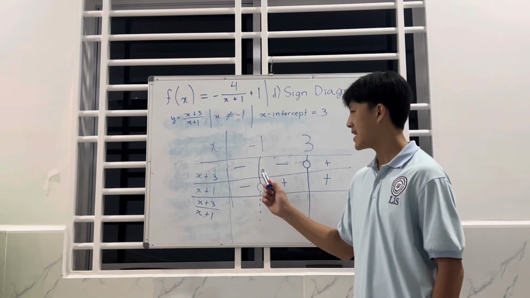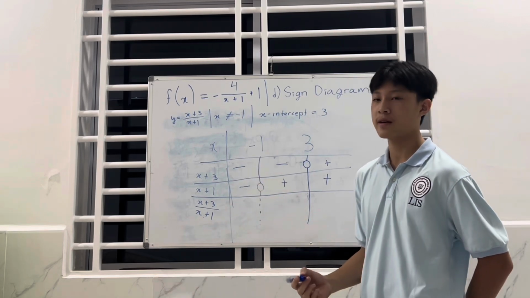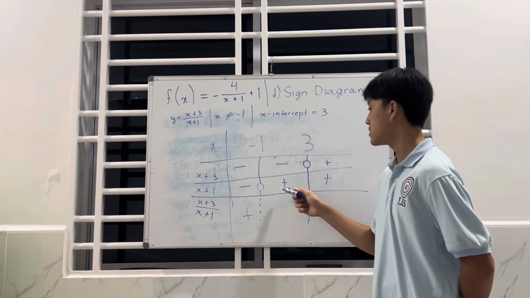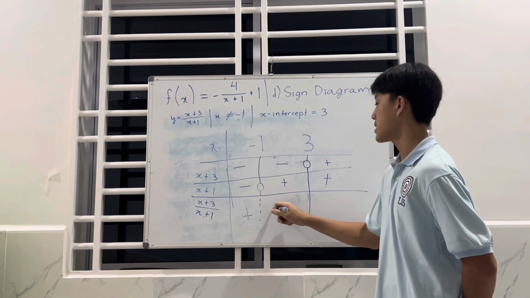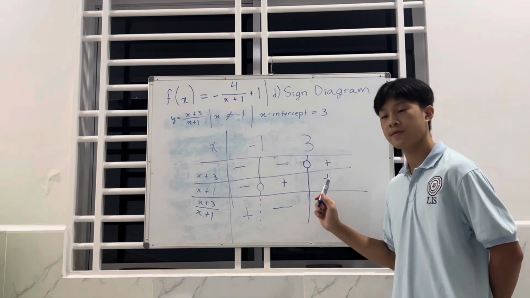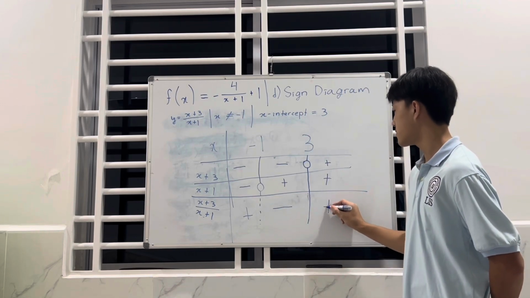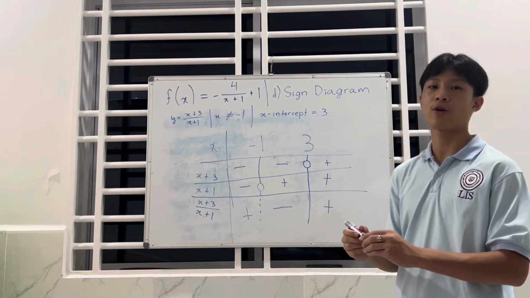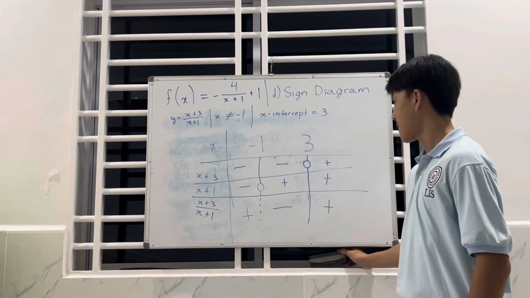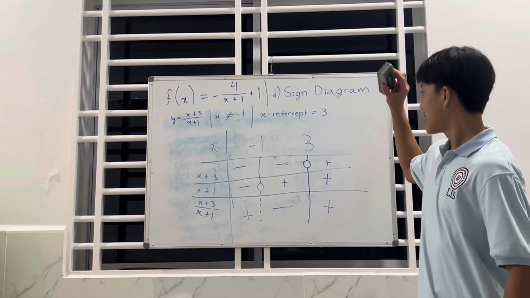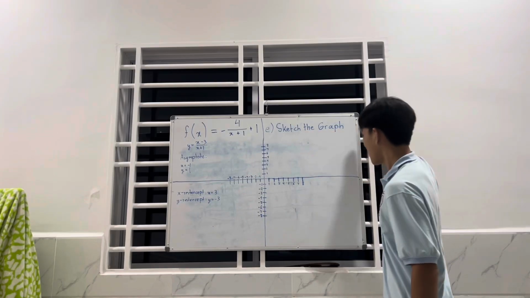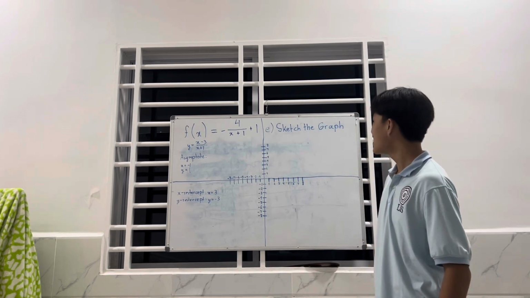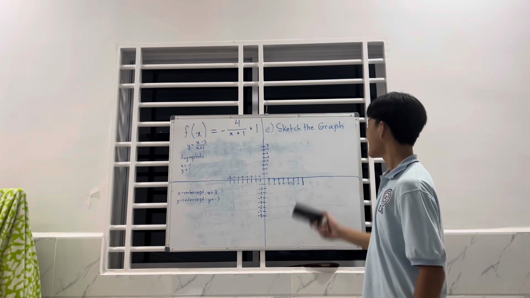So we're going to take negative with negative, times it together. That will be positive. And negative with positive, what will it be? Negative. And positive with positive, it will become positive. So this is how you do the sign diagram. Bam! Now we need to sketch the graph.